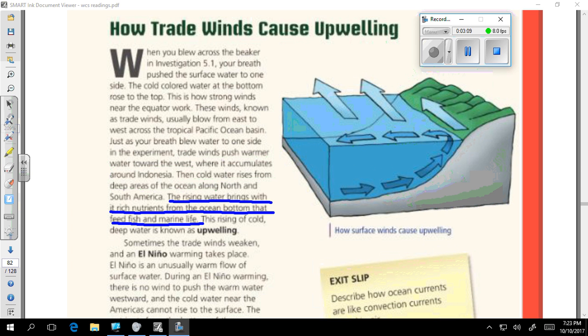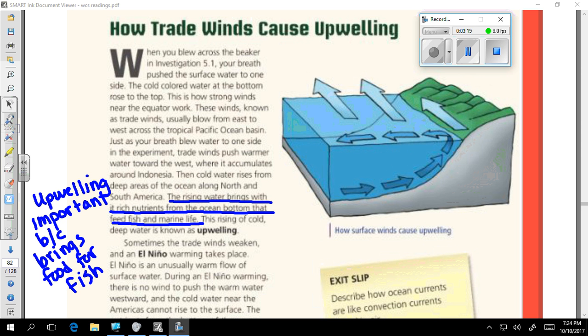Next, I need you to underline the words, the rising water brings with it rich nutrients from the ocean bottom that feed fish and marine life. And I need you to write next to it that upwelling is important because it brings food from the bottom of the ocean up for the fish to eat.